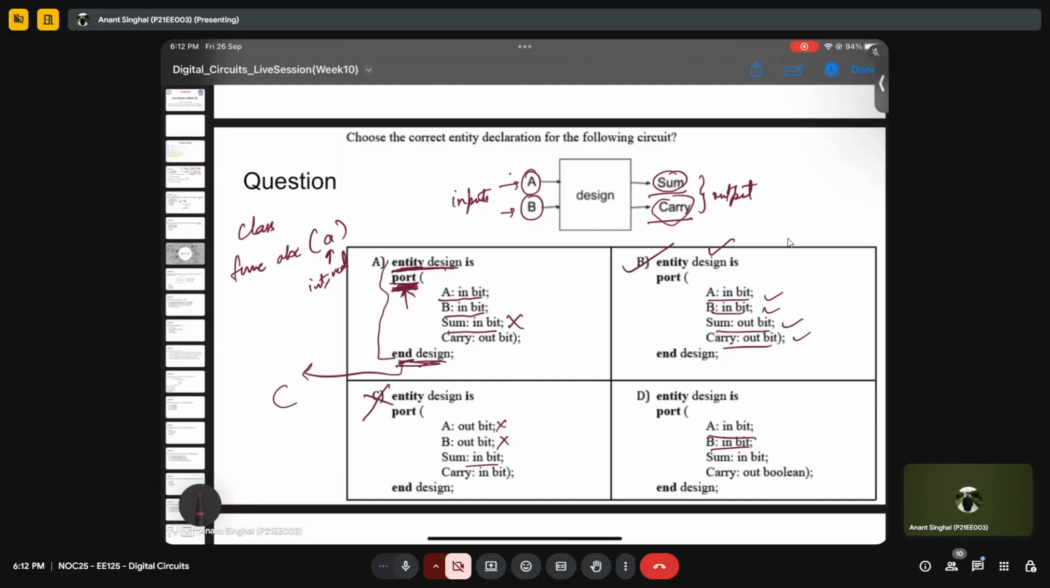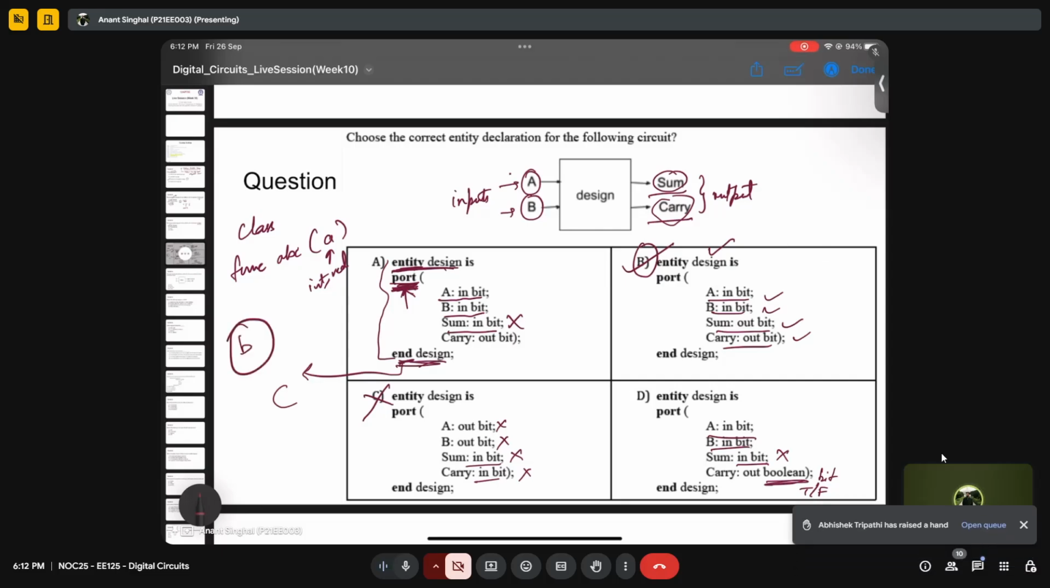Again, you will see in cannot be the sum and carry, and in again cannot be the sum and carry. They cannot be boolean; it is actually a bit variable. Boolean means true or false, like a comparison. So option B is the correct answer to this particular problem.